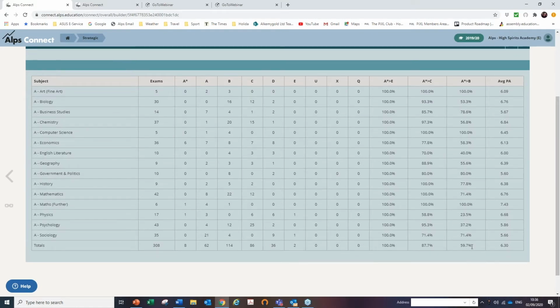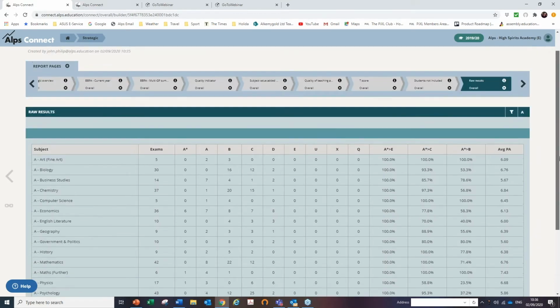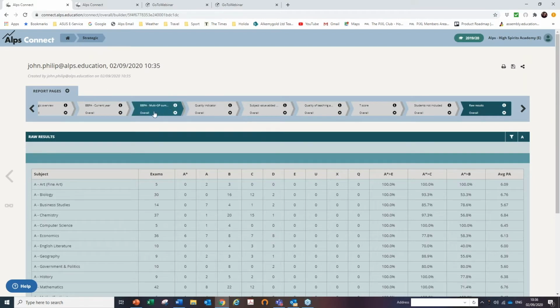And I've achieved nearly 60% A star to B this year, nearly 90% A star to C. My cohort's average prior attainment using the English system, because this is High Spirits Academy, a made-up English school. My apologies to schools in Wales. So I've got a fairly bright bunch of young people who've taken A-level this year, but they have done very, very well. I'm going to move to one that we don't see so much in other areas of Connect.